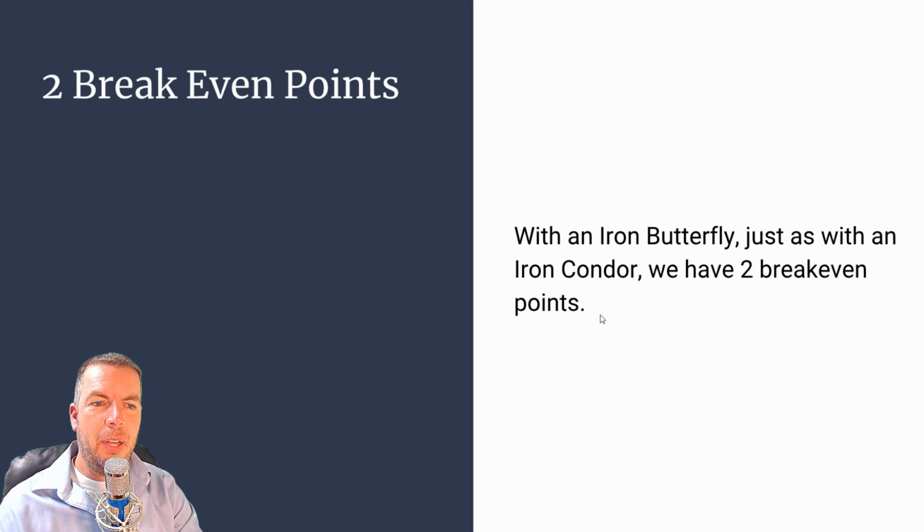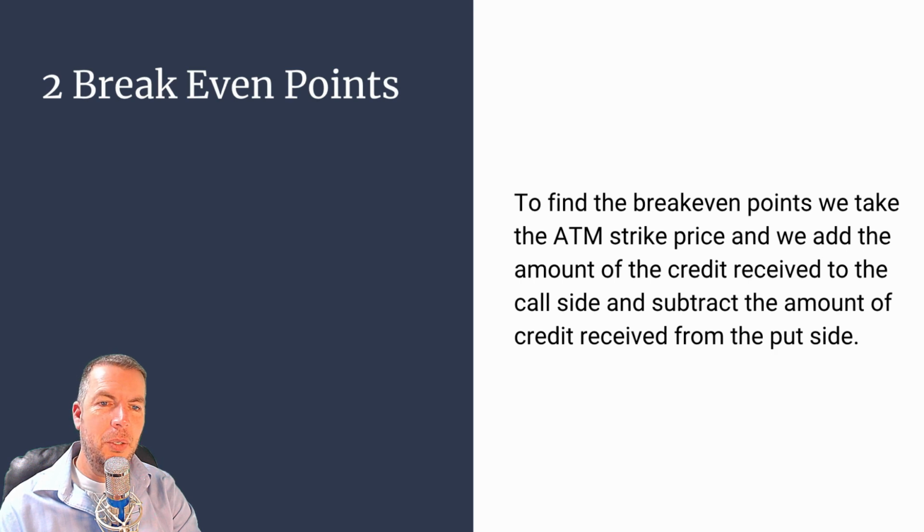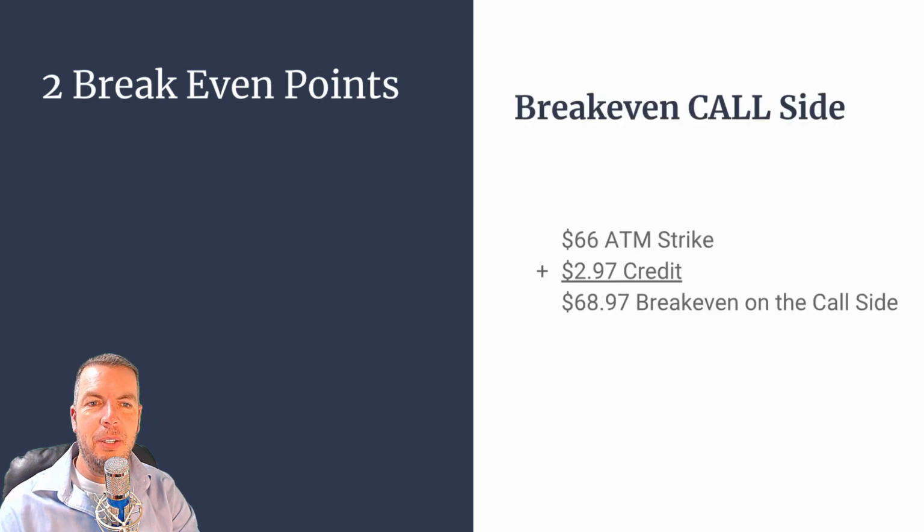So with an iron butterfly, just as with an iron condor, we have two break-even points because the stock cannot be in two places at the same time. To find the break-even points, we take the at-the-money strike price, and then we add the amount of the credit that we received to the call side, and we subtract the amount of the credit received from the put side. So let's talk about the call side here.